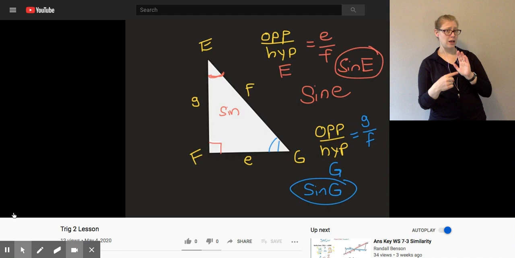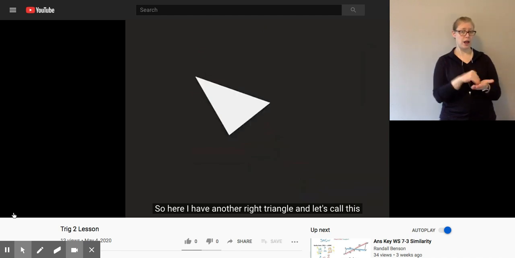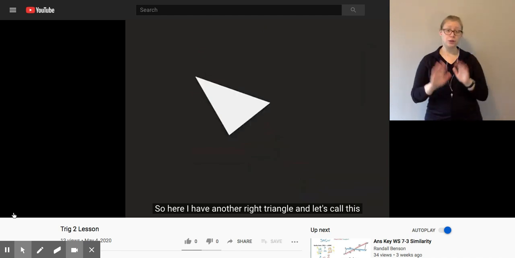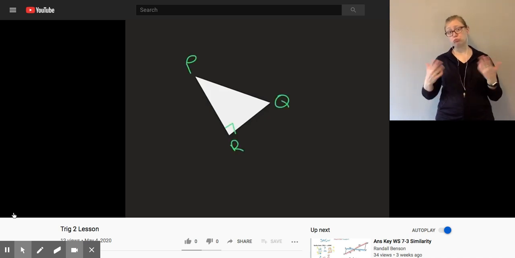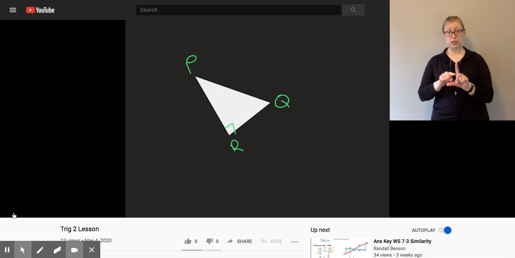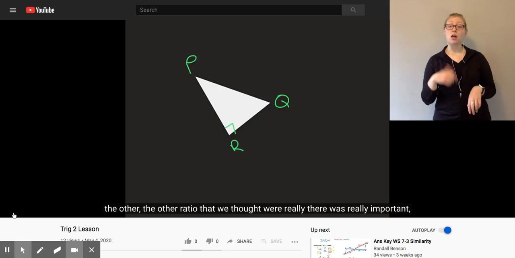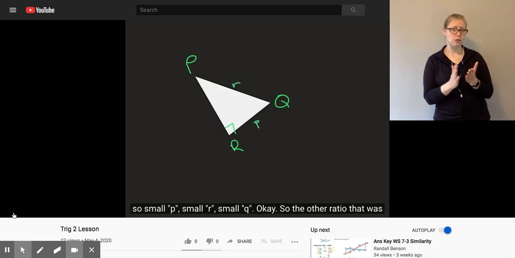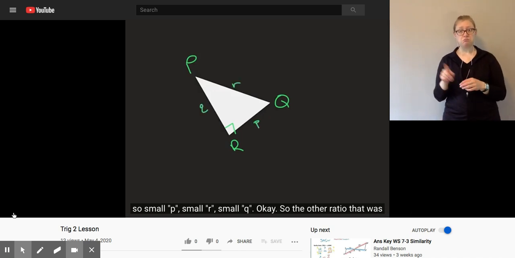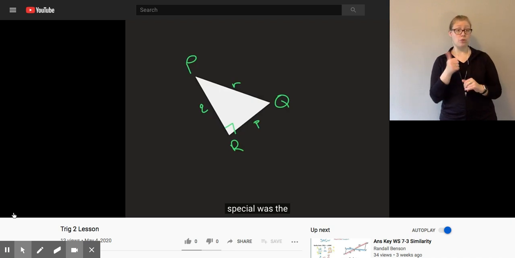So here I have another right triangle, and let's call this PQR, and here's my right angle. So small p, small r, small q. Okay, so the other ratio that was special was the adjacent over hypotenuse. So let's write that in green.